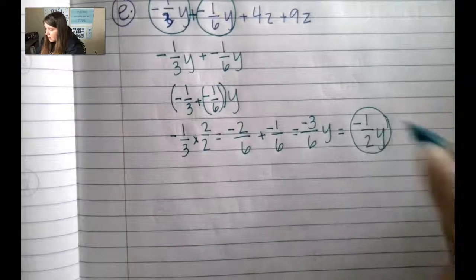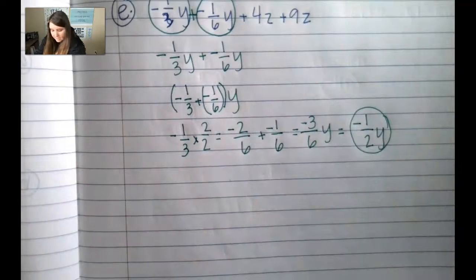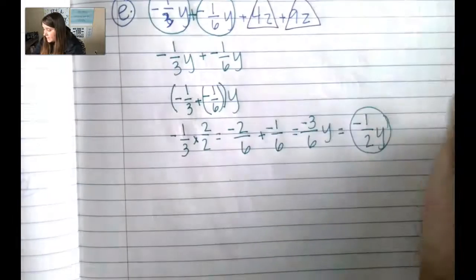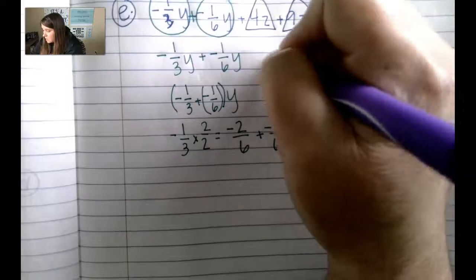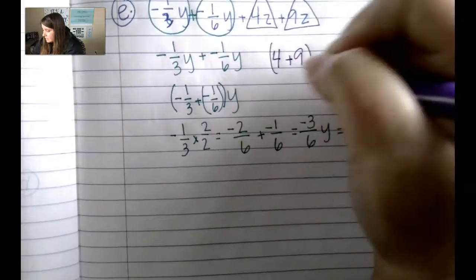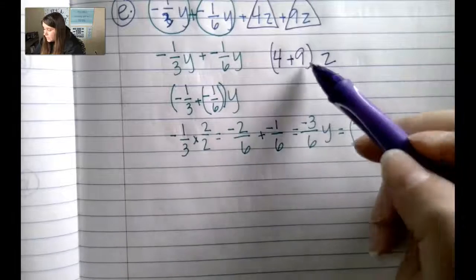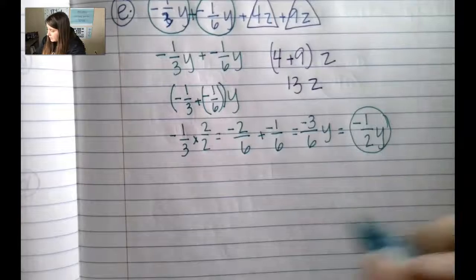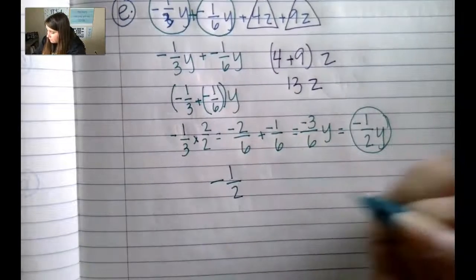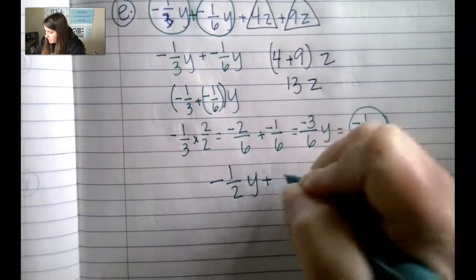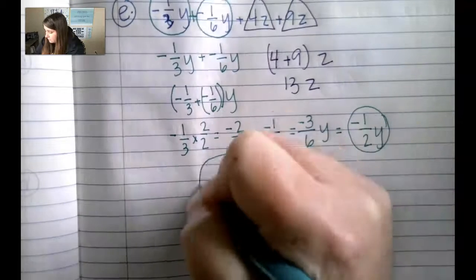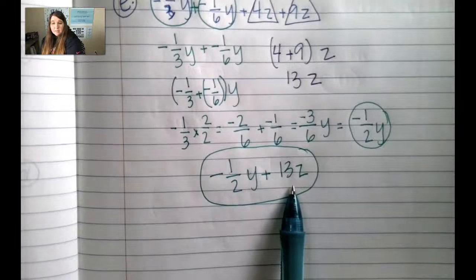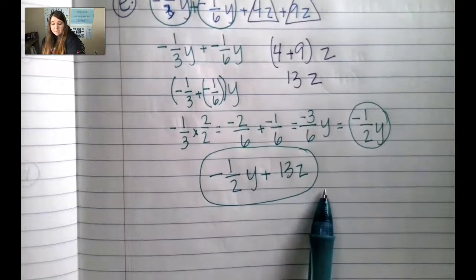So this is my y value. Now I need to go back and I need to worry about the rest of this. I have 4z and 9z. So 4 plus 9z. So 4 and 9 is 13. So that means I have 13 z's. So my final answer is negative 1/2 y plus 13z. I'm going to stop right there because I cannot combine this z and this y. So we'll go ahead and stop.